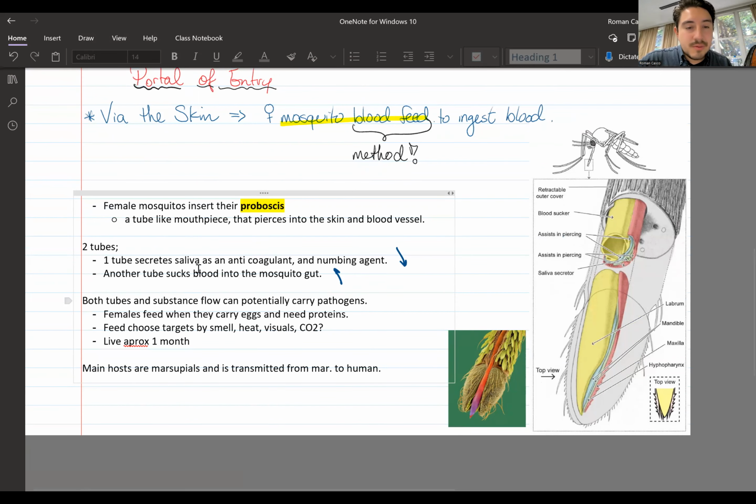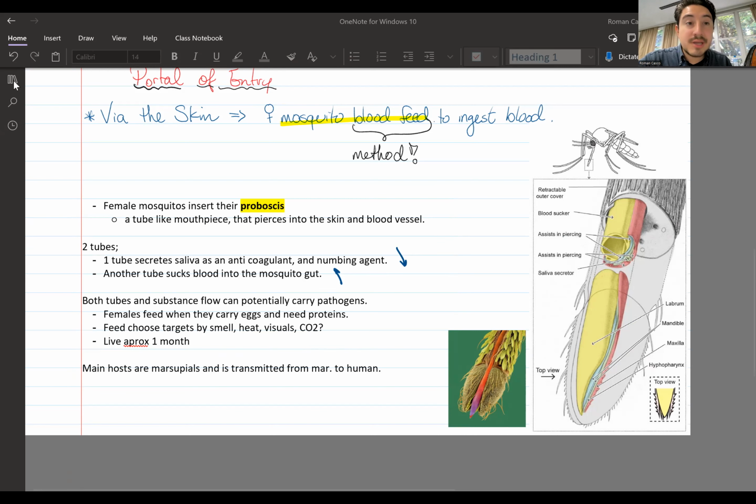Ultimately, the reason we get mosquito bites, and why they blood feed, is because they're in their reproductive stage and need to feed to provide nutrients. They're producing eggs, and they need to supply these nutrients for the eggs to develop and multiply.